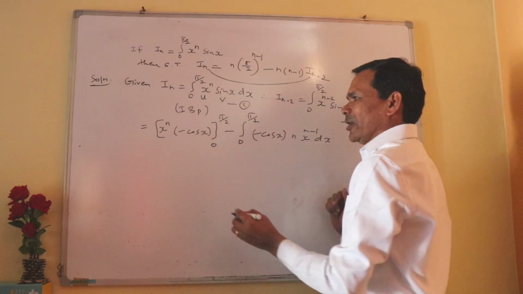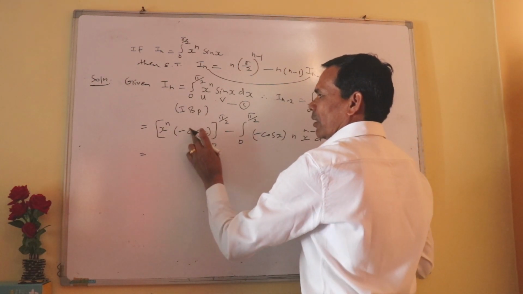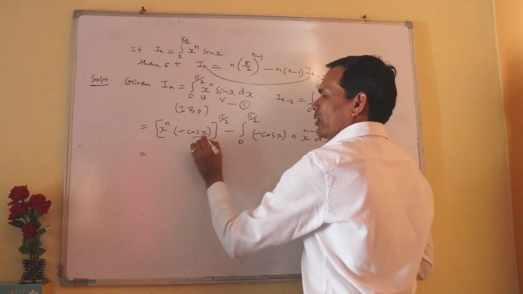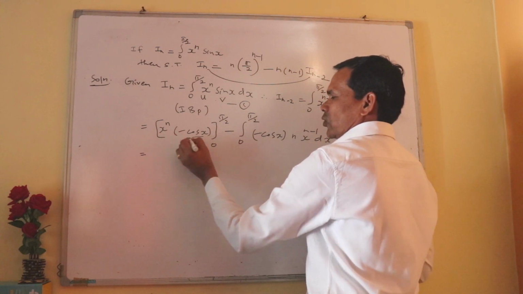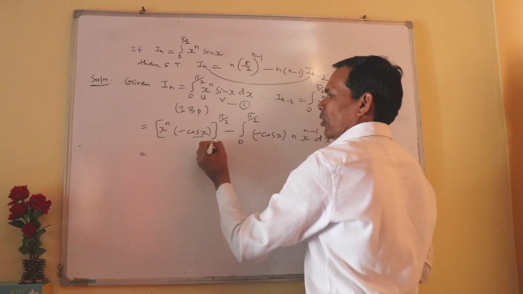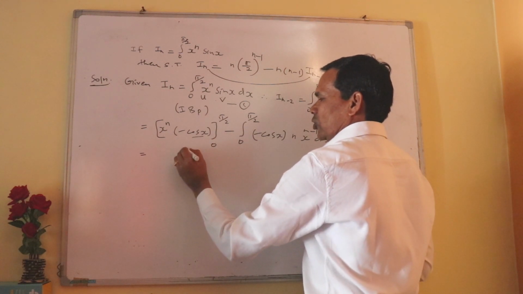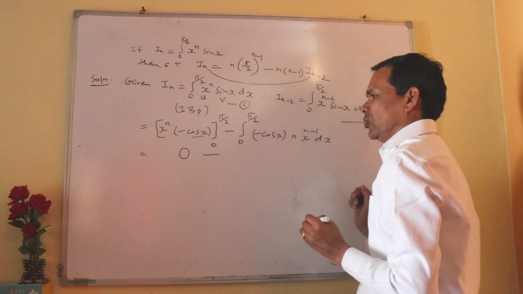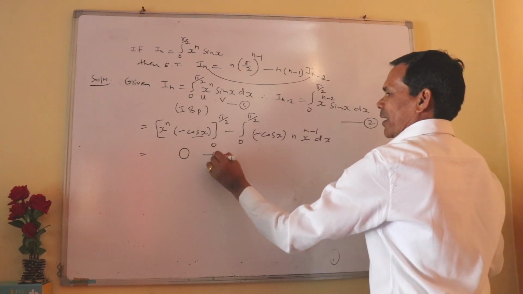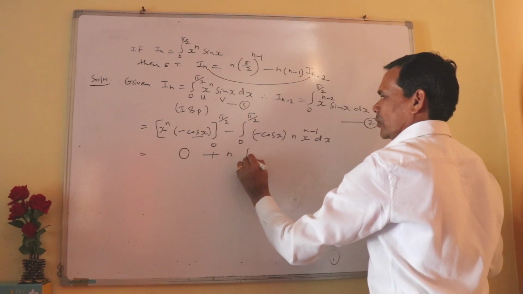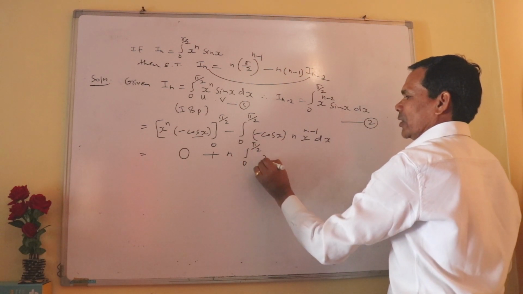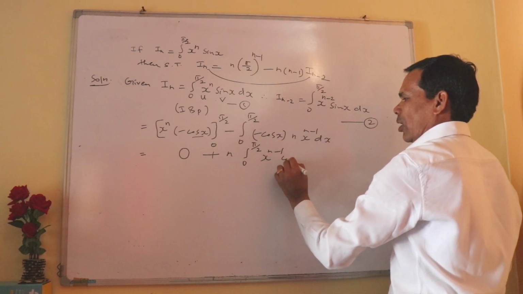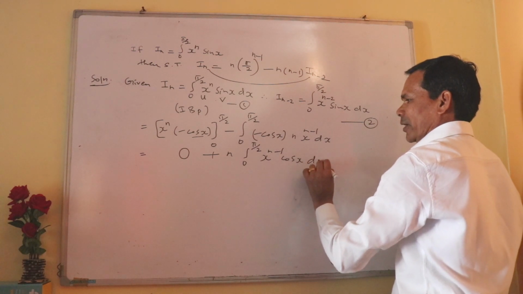If you apply the limits, cos pi by 2 is 0, so pi by 2 raised to n multiplied by 0 is 0, and the lower limit is also 0. So it is 0 minus 0, which is 0. So this is plus n times the integral 0 to pi by 2 of x raised to n minus 1 cos x dx.